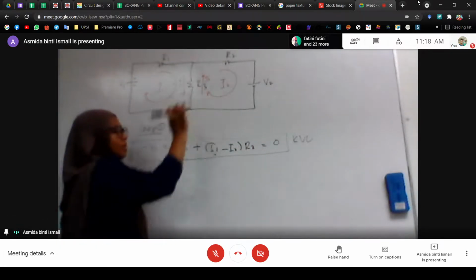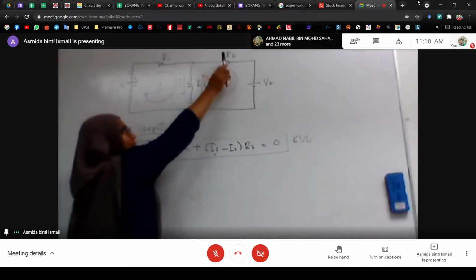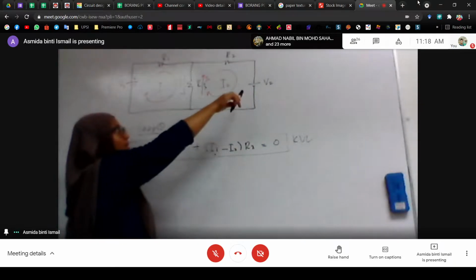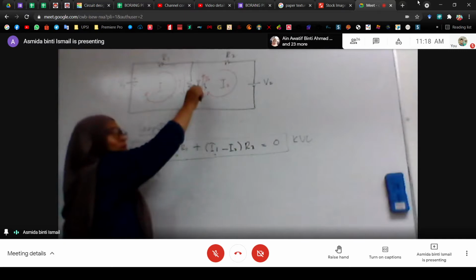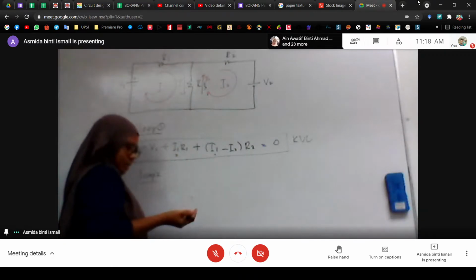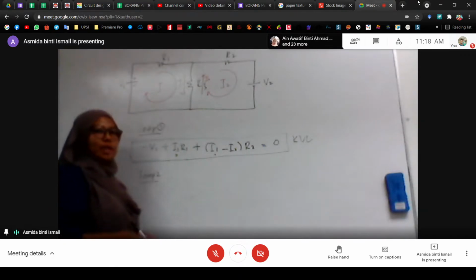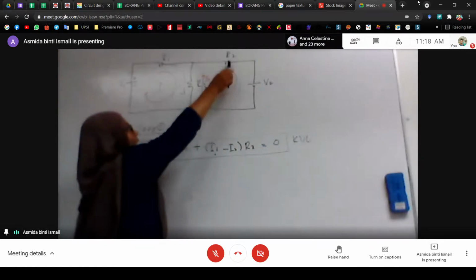We look at loop 2. You can start from here, or you can start from here, or you can also start from here. But at the end, you will get the same equation. So I start at R2.